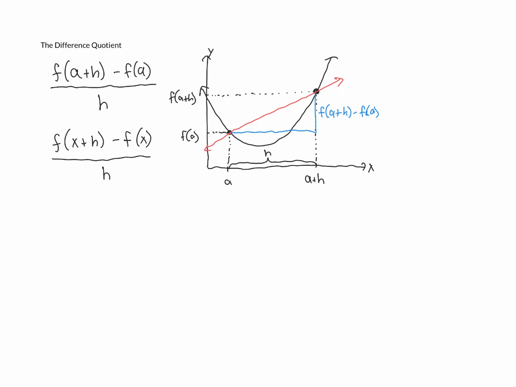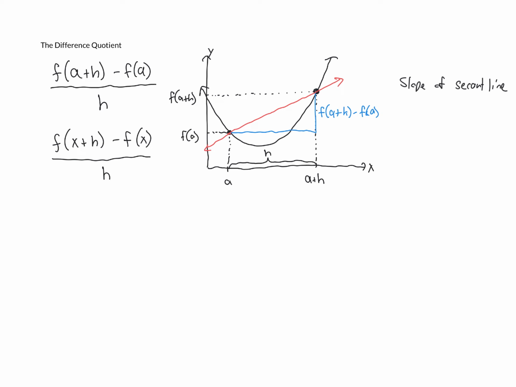So the difference quotient gives us the slope of what's called the secant line. A secant line is a line that goes between two points on a graph. So this difference quotient is giving us the slope of the secant line, the line that goes between the two points on the graph.